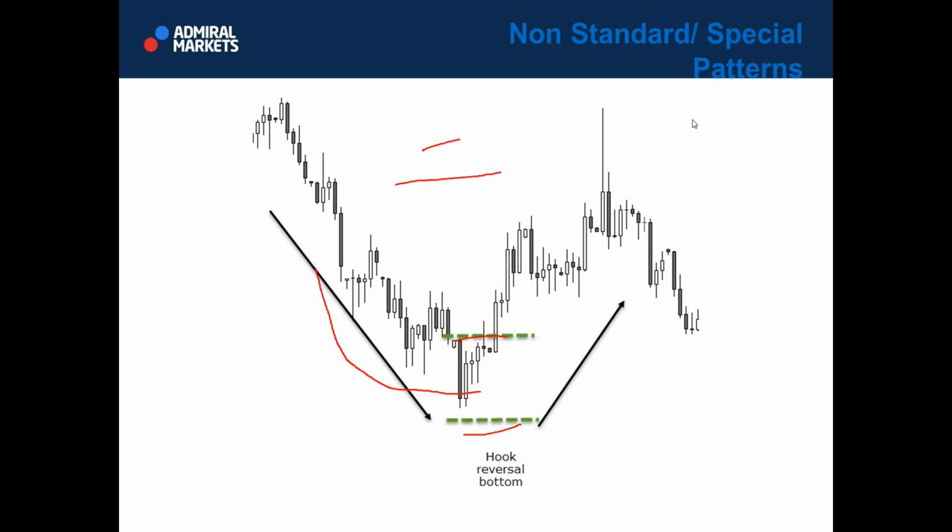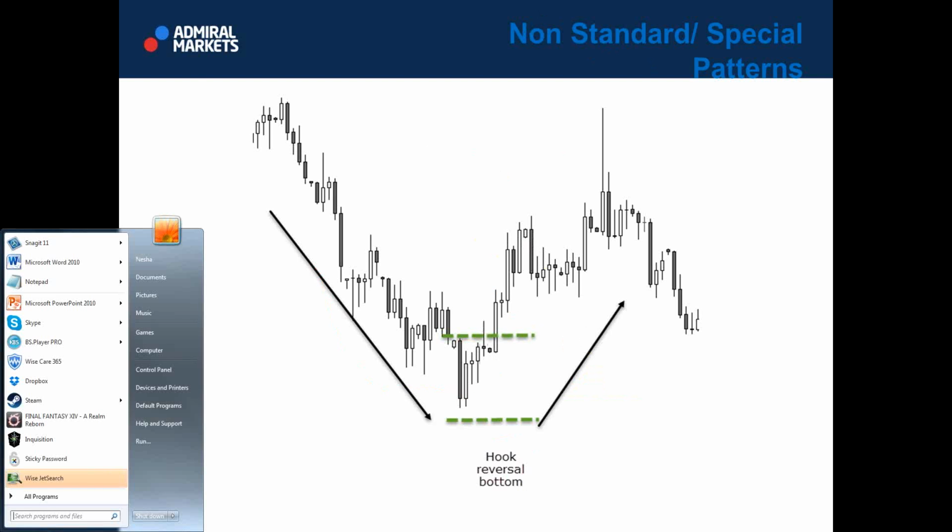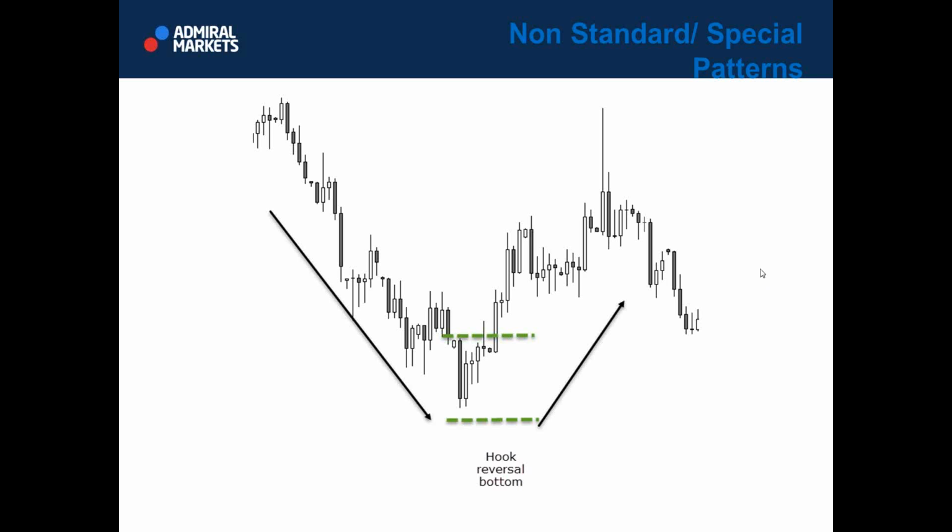If you're not sure what these patterns mean, I already did the webinar with Admiral Markets. I think it's uploaded, so you can find out how these patterns are formed and how you can define them. So today I'm talking about how you could trade them. Non-standard special patterns are not tradable. Some of them are, some of them not.